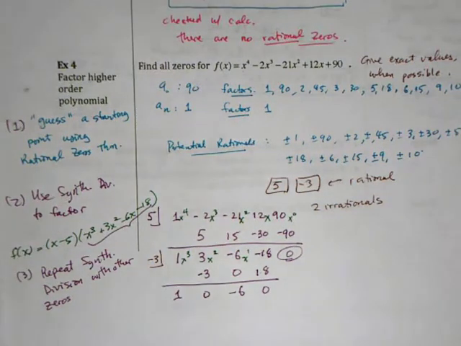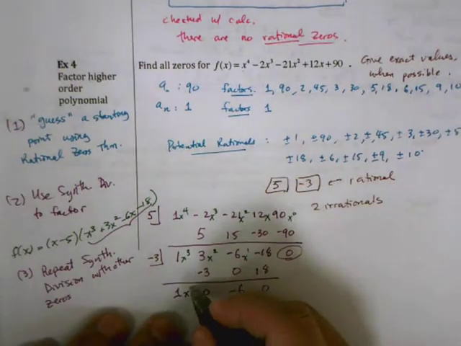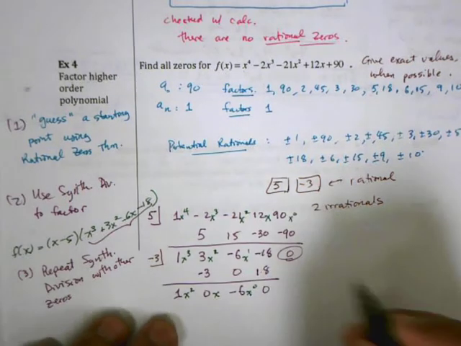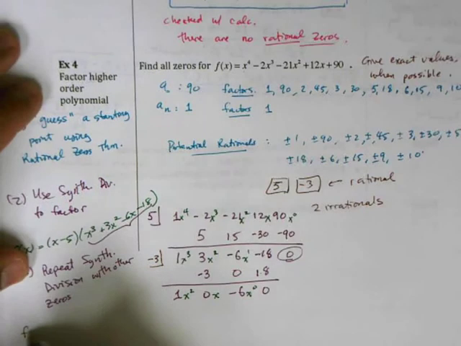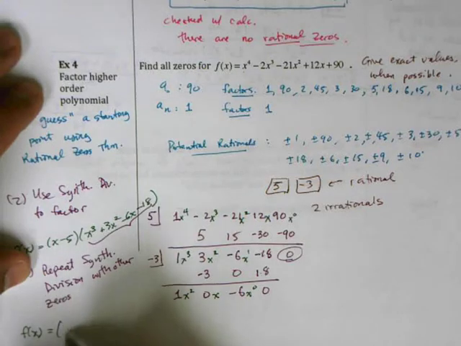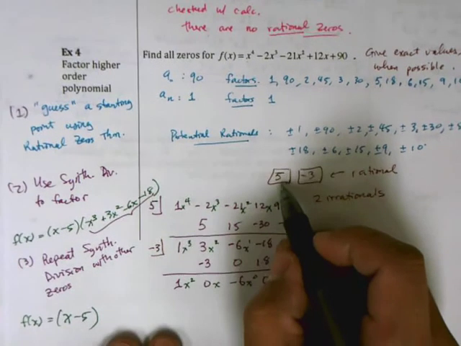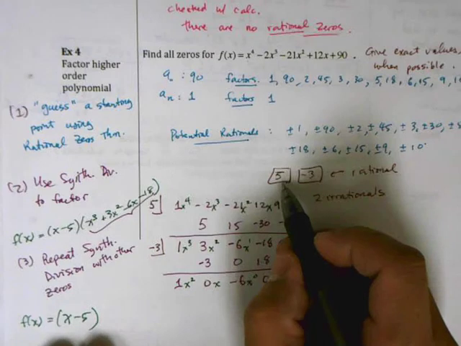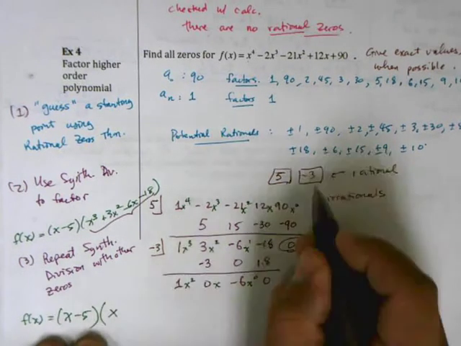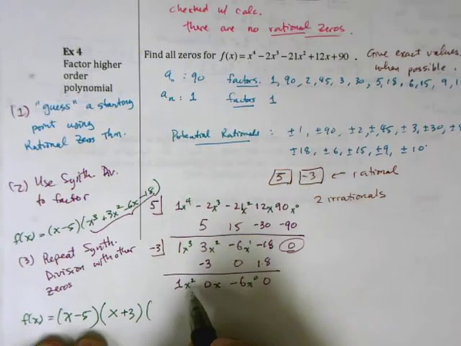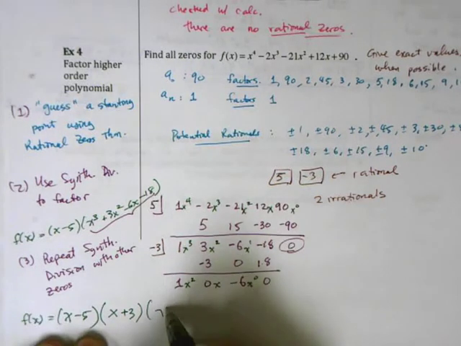So let's see what this means. This is x squared. This is x, and this is x to the 0th. So now I know that f of x is equal to x minus 5. That's my first zero that I'm given here, first factor, times x plus 3, that's this second one right here, times x squared minus 6.